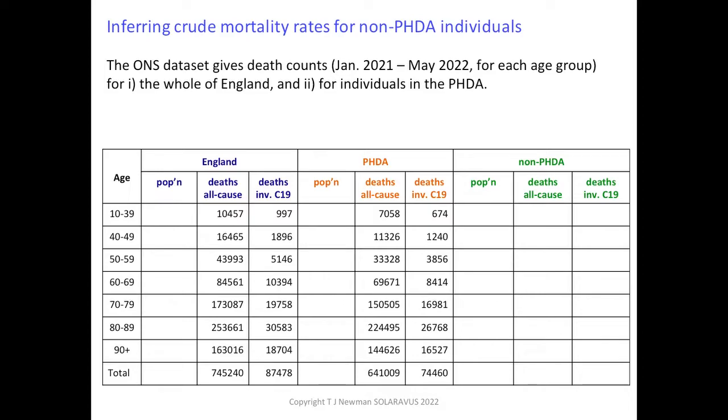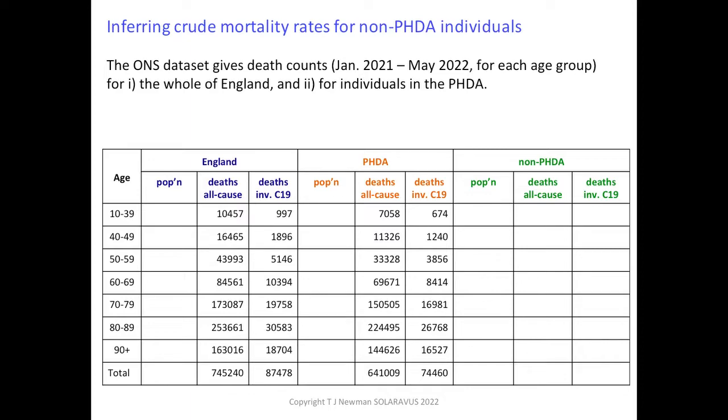Now let's see how we can assemble the data we need to estimate these mortality rates. So we're going to be using this table which looks at population size, all-cause deaths, and deaths involving COVID for the whole of the English population. This is excluding people under 10, the official database, the PHDA, and then the remainder, the 10 million people that are not captured in the PHDA.